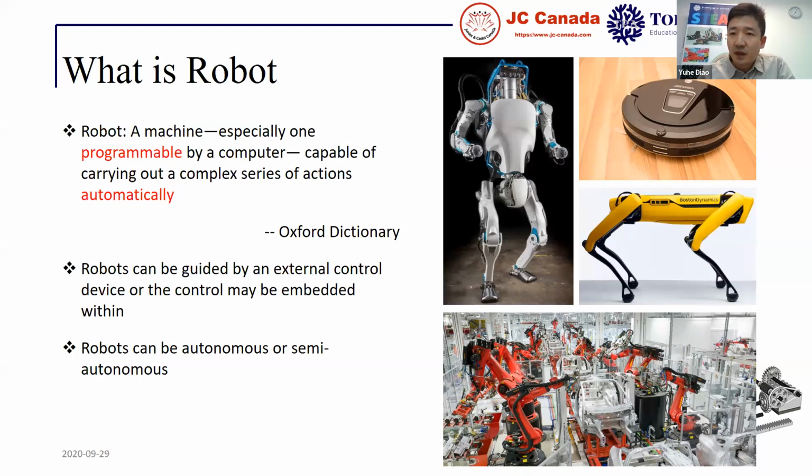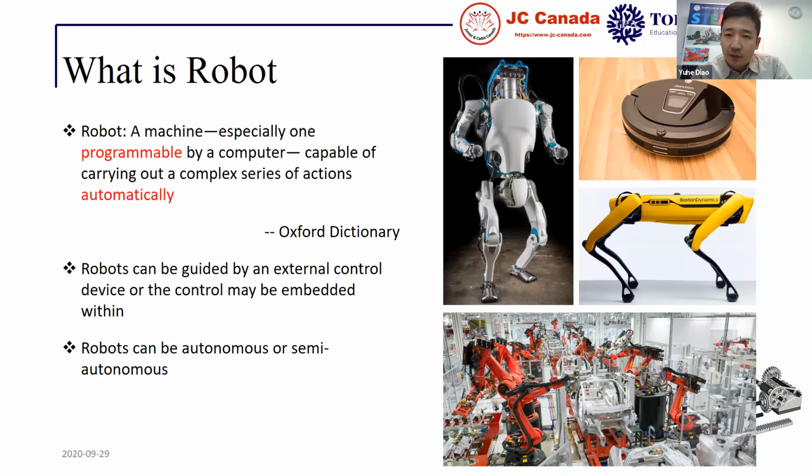For example, this one, right? The cleaning machine, right? So there is a program inside, and then this machine can go by itself, right? Okay, and a robot can be guided by an extra control device or the control may be embedded within. So that means sometimes we have a control, sometimes we just program. Okay, so autonomous and or semi-autonomous.